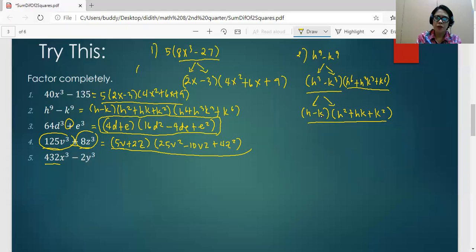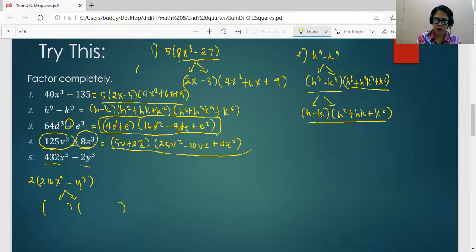For number 5, obviously the two terms are not perfect cube expressions, so we have to move out their greatest common factor, and that is 2. After dividing both terms by 2, we'll have 432x cubed divided by 2, so we have 216x cubed. And then negative 2y cubed divided by 2, so we have negative y cubed. So we will factor out the second factor.